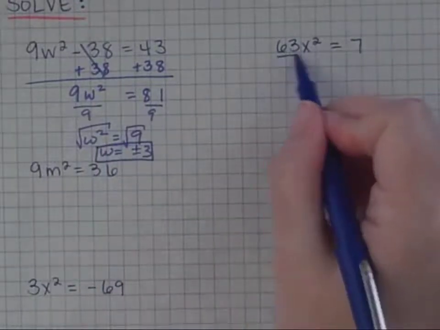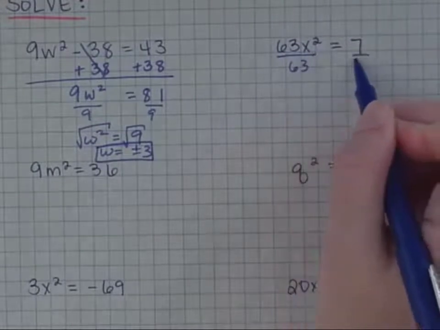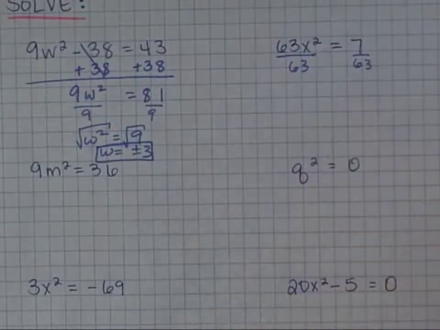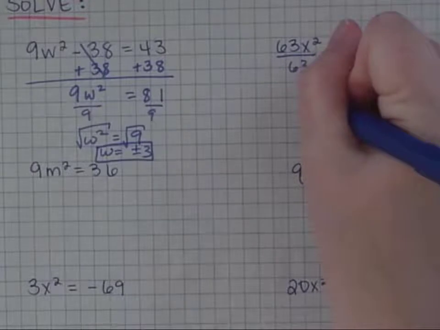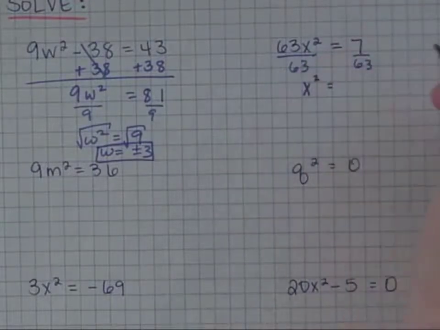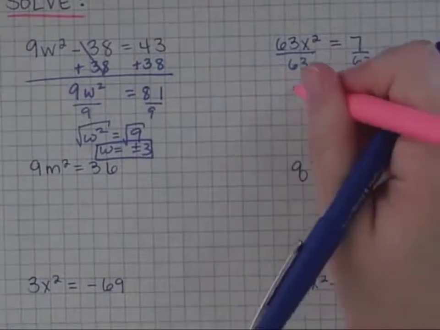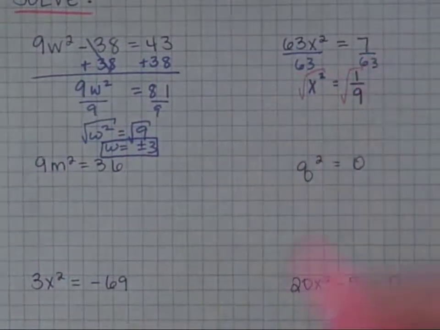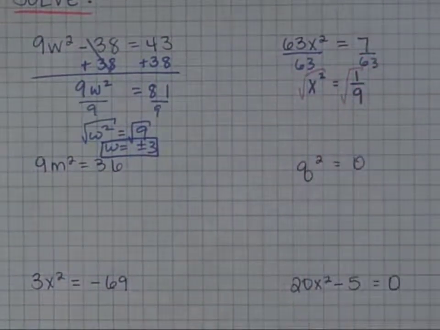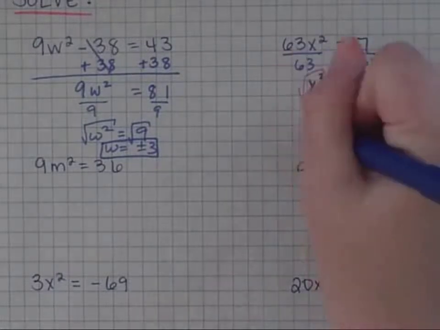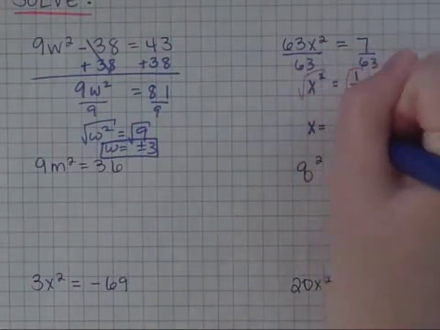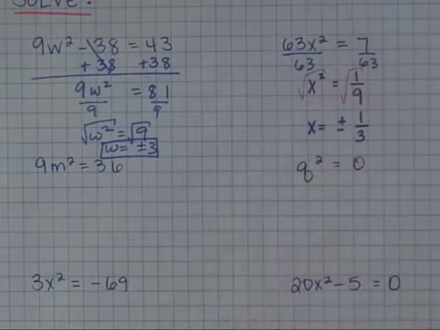What about over here? We divide by 63. 7 and 63 aren't square numbers, but I can simplify by 7. Taking the square root. The square root of 1 is 1. The square root of 9 is 3. So x equals plus or minus 1/3.